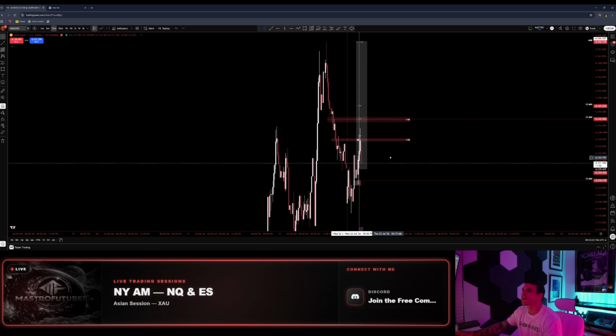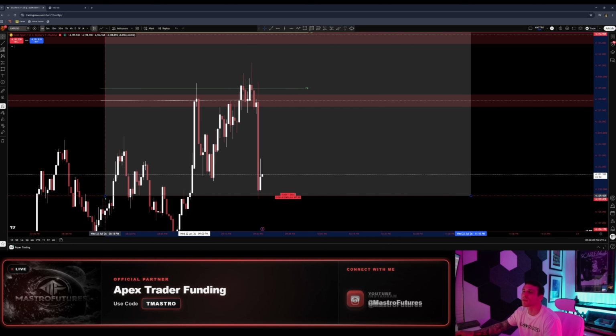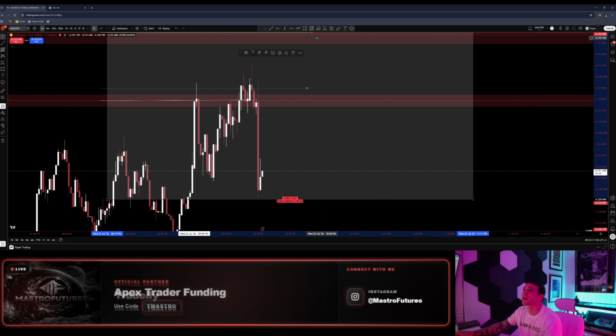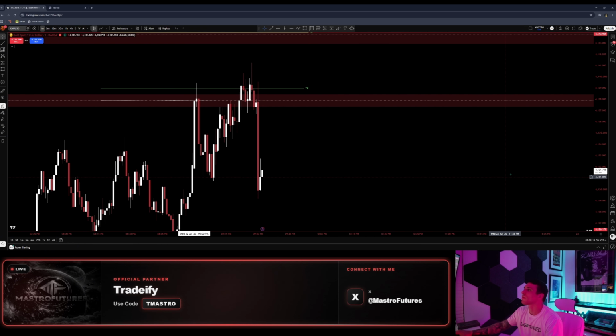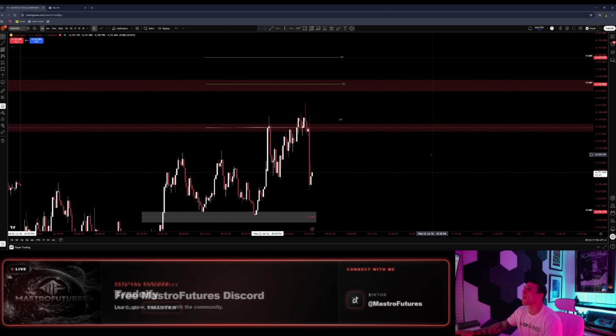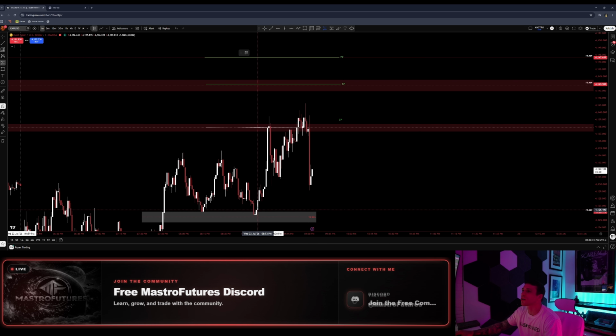Let's see if I managed my trade a little bit differently. Let's mark it out. Let's see if I can find this. Hold on. Let's X this out. My entry was off the 1-minute break of structure. Where do we break structure?